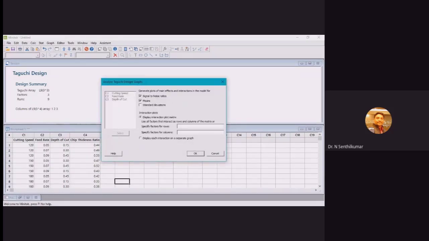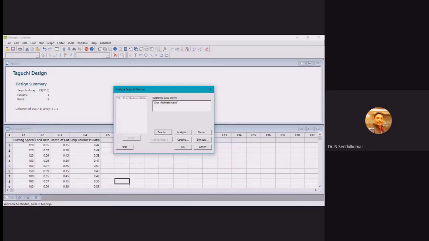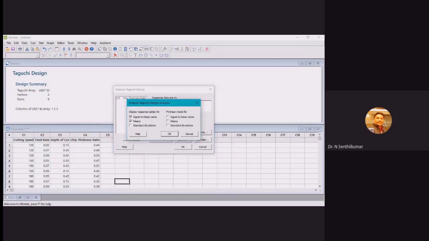First click graphs. There will be 2 graphs. One is just the mean, which we can get without converting into any signal to noise ratio. I don't need that. I need only the SN ratio graph. Then analysis. In the analysis, it says display response table for signal to noise ratio and means. I don't want it for means. I want only for SN ratio. Then what is this term, fit linear model for? I will tell this at the last.